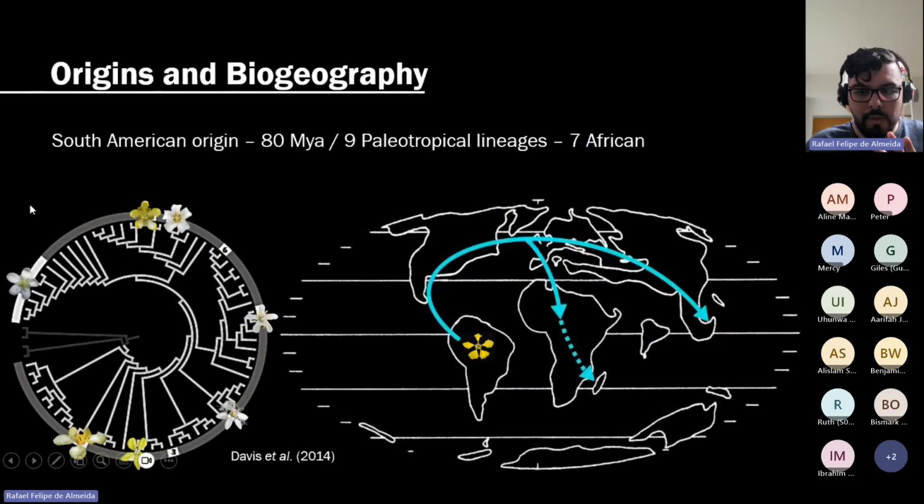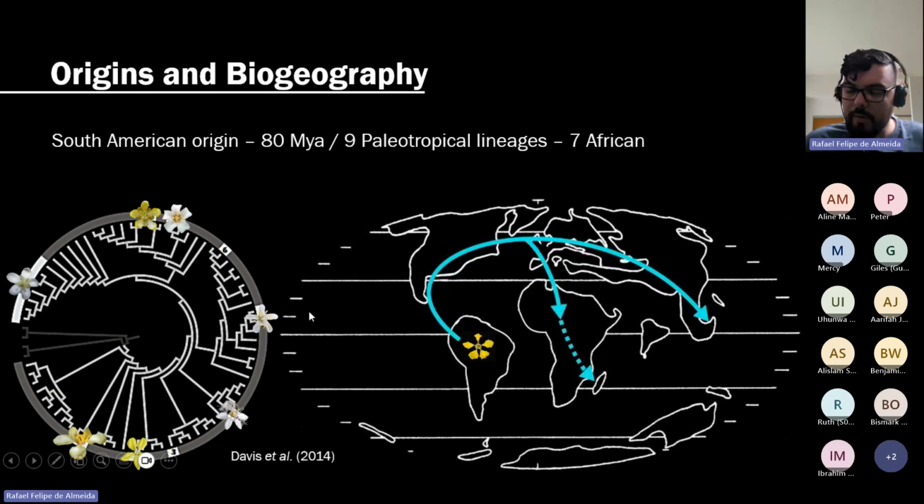Just to finish that line of thought, one thing that's very interesting about Malpighiaceae is that the center of origin of this family is considered to be South America. And we know nowadays that we had 9 different dispersal events from South America to Africa and to Asia in the geological past. So the first one here, second, third, and so on.